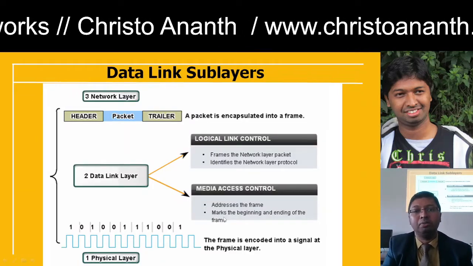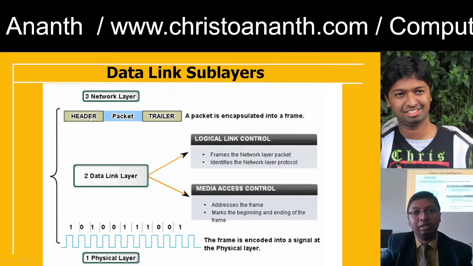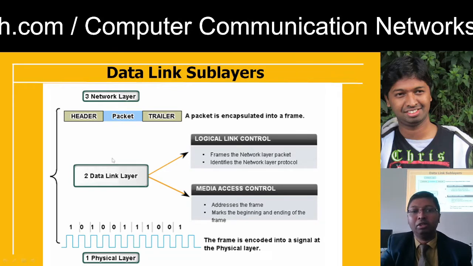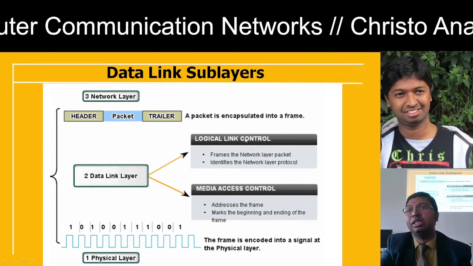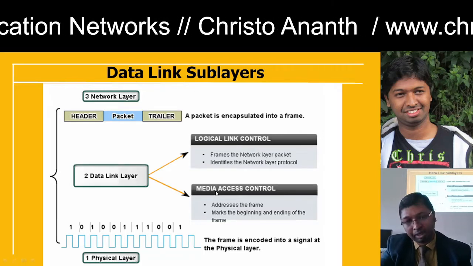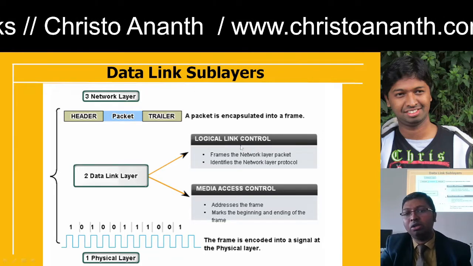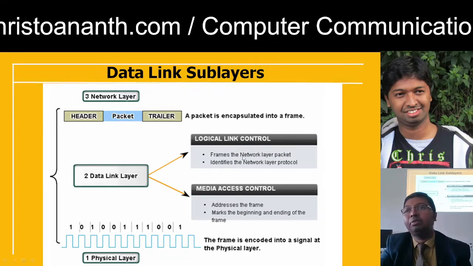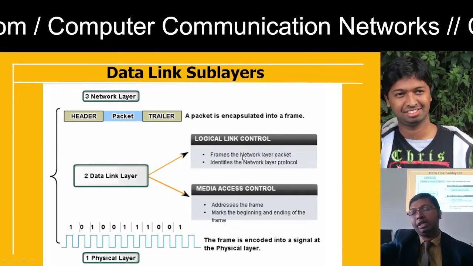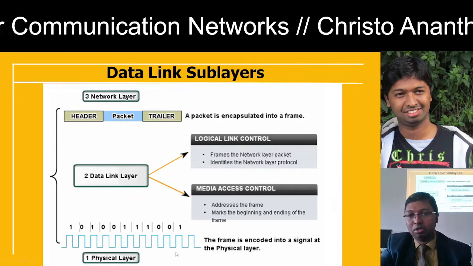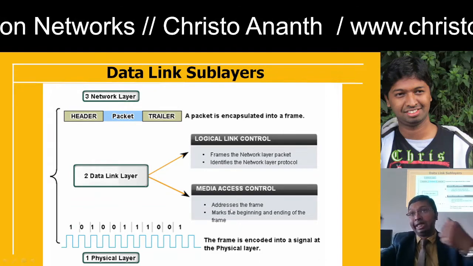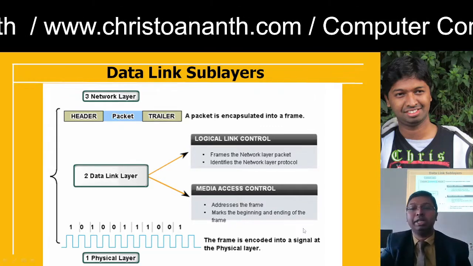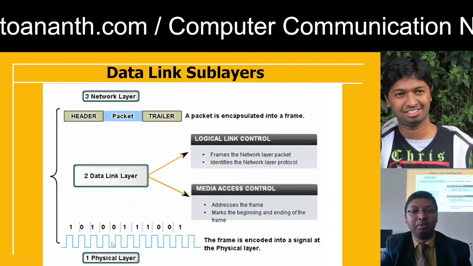So data link sublayers, we will have the network layer as we discussed earlier, header, trailer, within that data or maybe packet. Then you have two data link layer sublayers, one is LLC, logic link control, and another one is media access control, MAC. In logic link control, you will have the frames with the network layer packet, and then the network layer packet it is going to frame, and it is going to identify the network layer protocol. And in media access control, as I told you, contention or maybe competition. So it is going to address the frame and it is going to mark the beginning as well as end of the frame. Okay, so this is the data that is being passed.